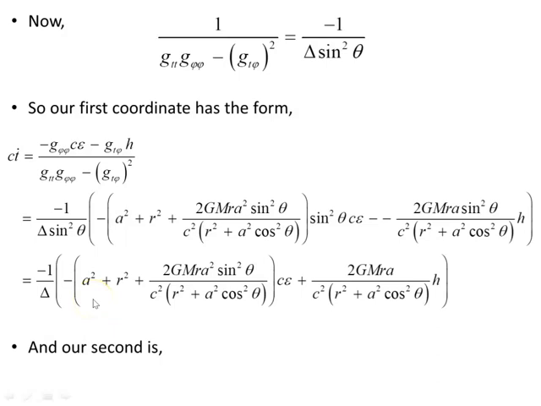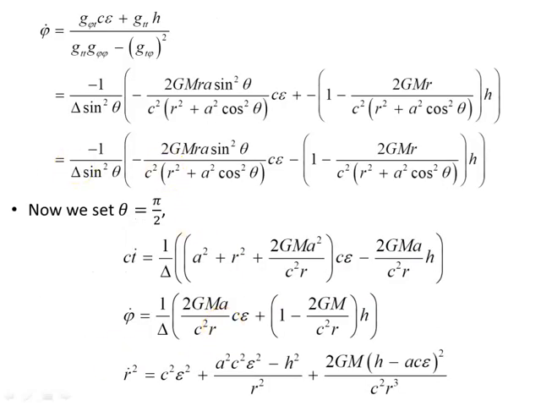Okay, I haven't yet got down to the equatorial plane. I'm coming to that. And our second component, the phi dot component, phi dot was this object here. Substituting in the metric terms, we have this, which gives us all this.